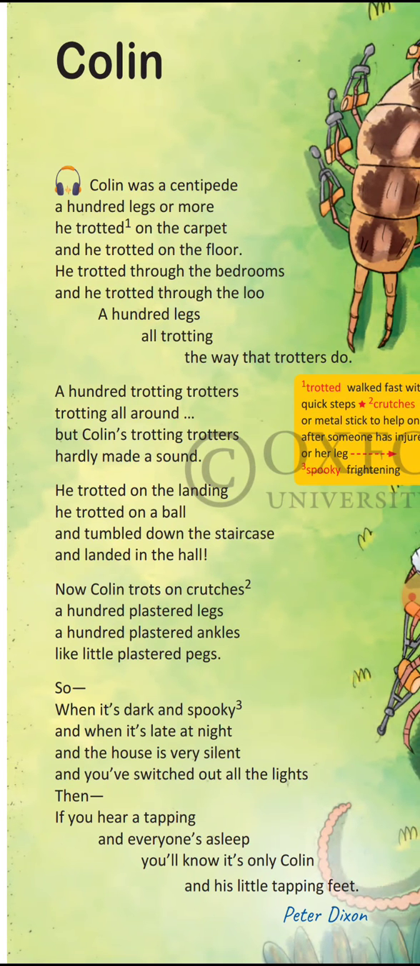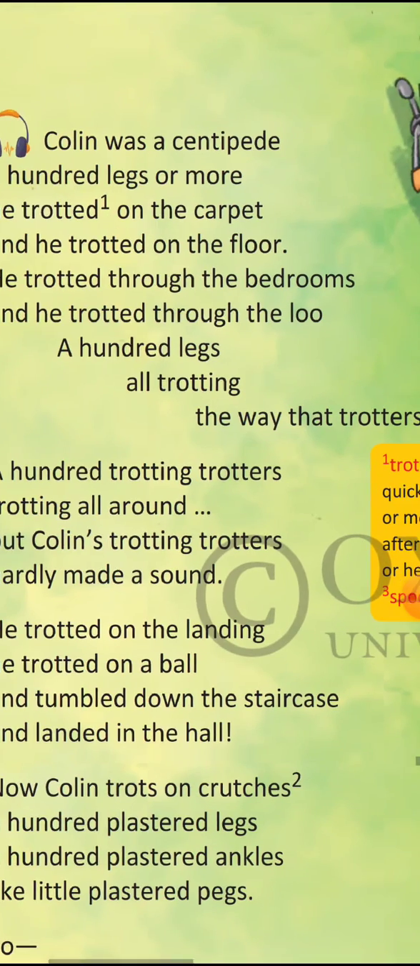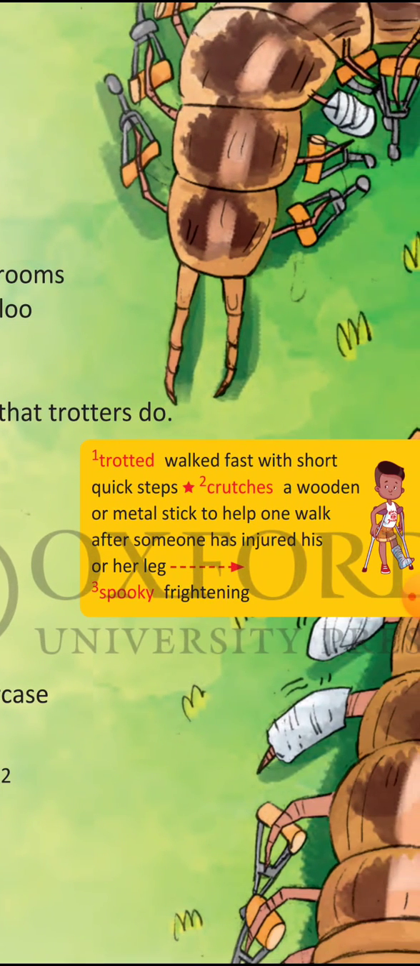He trotted on the carpet. Now look at the word trotted. What do you mean by the word trotted? Trotted means to walk fast with short quick steps. Which moves very fast. Brisk steps. So who was trotting here? Colin, that is the centipede who had 100 legs, was trotting on the carpet and he trotted on the floor. That means it was moving so fast on the carpet and then on the floor also.